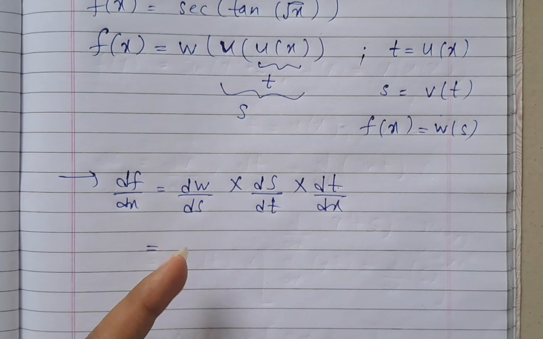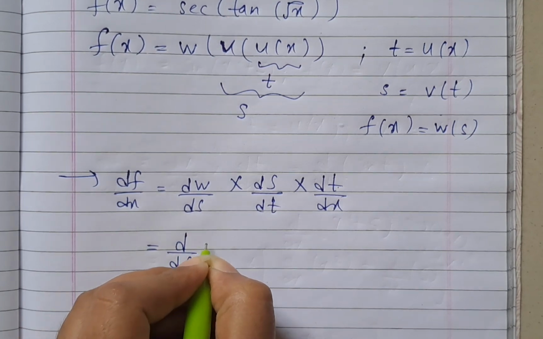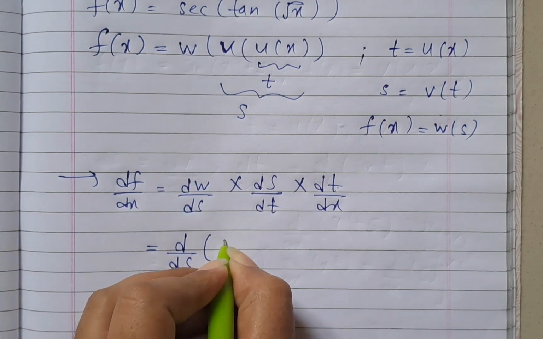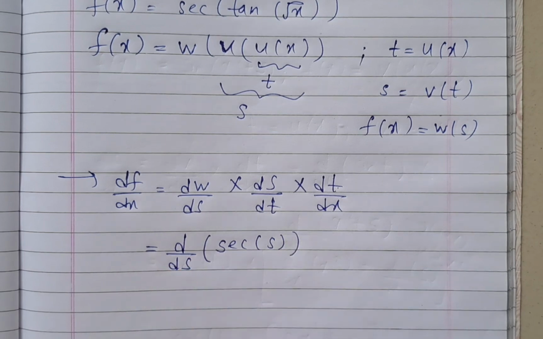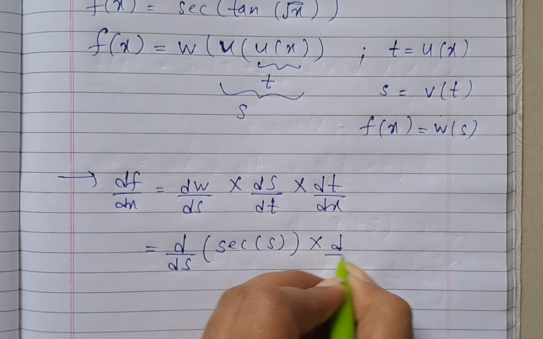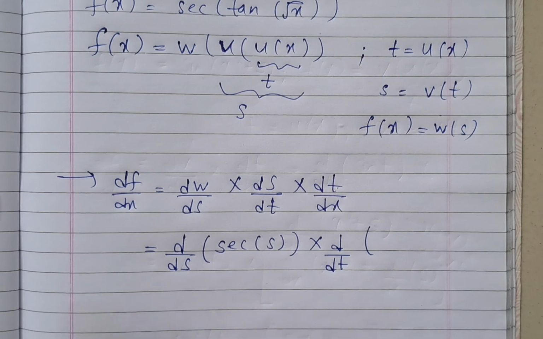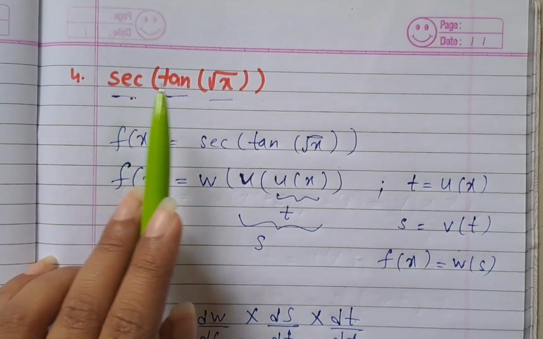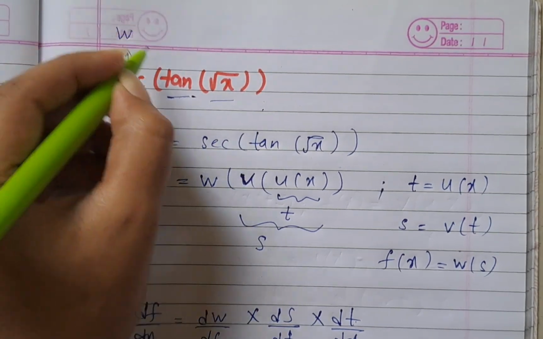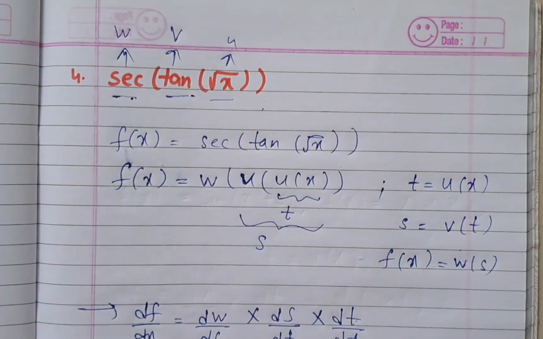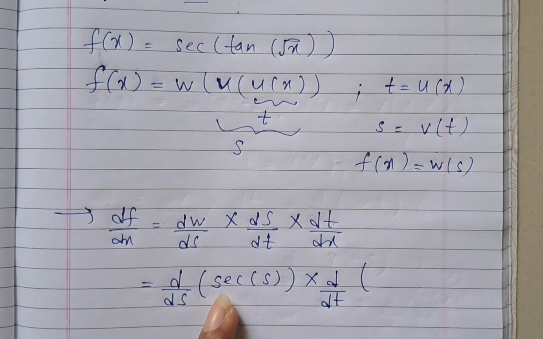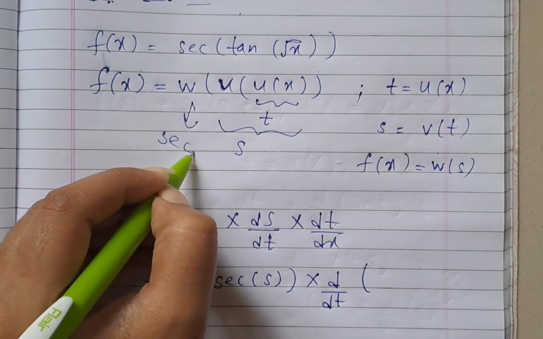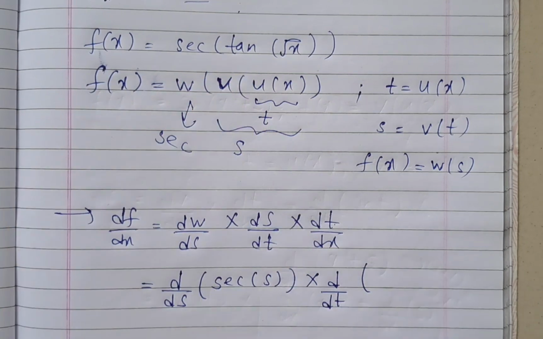So now dw by ds, so it will be d by ds of w. So w is what? Sec function. So okay, so it will be sec of s. Okay, then we have d by dt of s. S is what? Tan. Okay, so कैसे हम देखते हैं? We have three functions, right? So this is w, v and u. This is w, this is v and this is u. So यहाँ पे w की जगह we'll put sec of entire उसके अंदर जो हमने टर्म माना है. So this is w, this is sec. So sec of s. So here we have written sec of s.